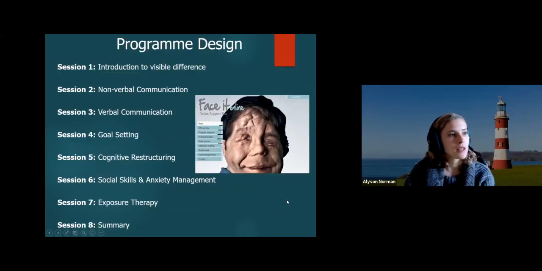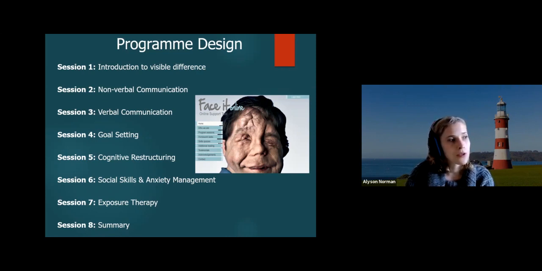So just to talk about the outline of the original programme, we had 8 sessions. It started with an introduction to what we know about visible difference. This is a process of trying to normalise how people feel and the distress that people experience as a result of having a visible difference.